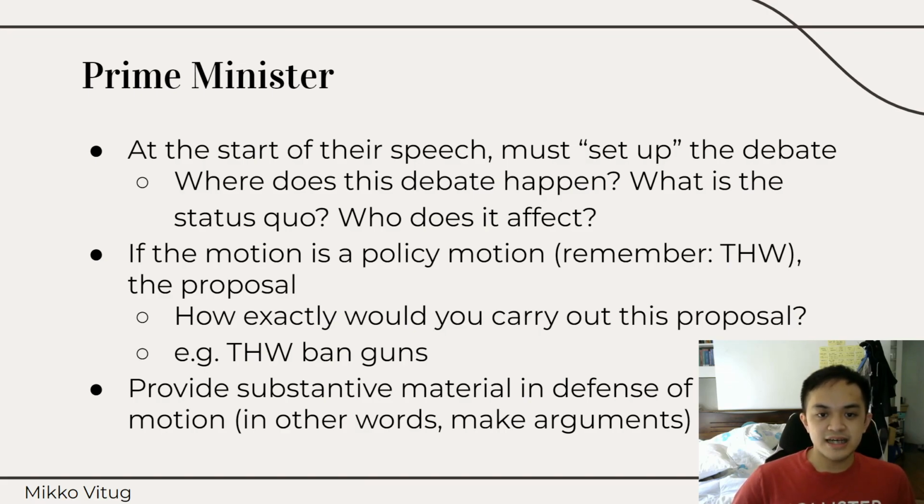The second thing is that if this is a policy motion, as has been discussed in the motion types video, so for example, if you have "this house would," you would need to give a proposal. And exactly how would you carry out this proposal? So for example, in the motion, this house would ban guns, a ban is not necessarily as simple as it sounds because you'd have to explain what exactly is going to happen as a consequence of a ban.